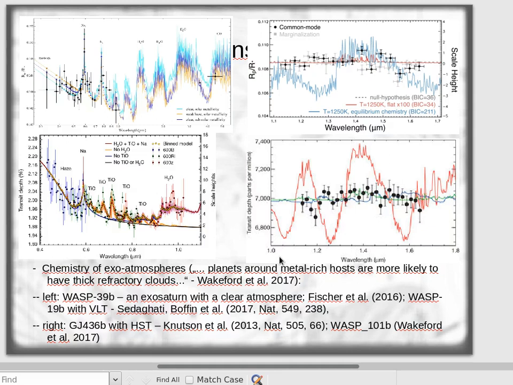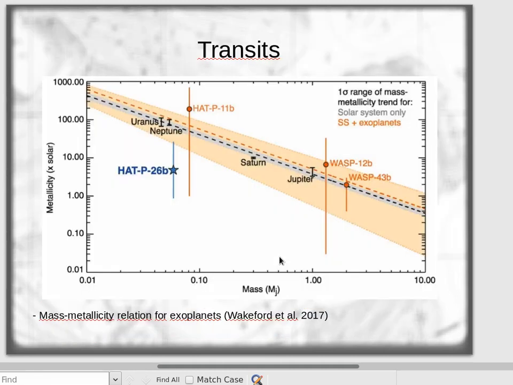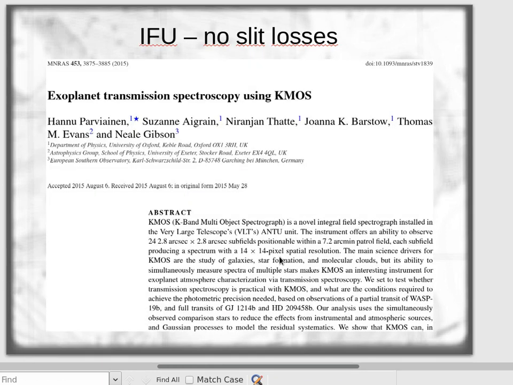Sorry. Here are a few more spectra just to see that there is a wide variety of exoplanet atmospheres. Once we have this kind of measurements, but this field is essentially in infancy, we can actually measure the metallicity. But why should we go into an instrument like MUSE for this game?